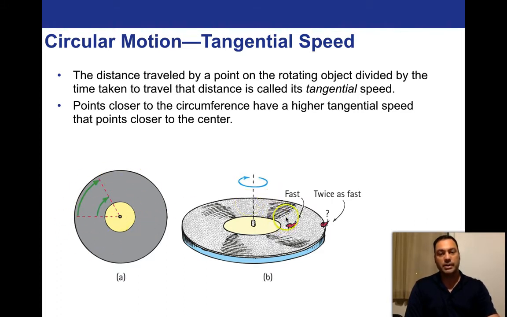Again, here we can see an object halfway across the record, so this is a bug. It's halfway across. It's going pretty fast, but if it's all the way out here on the edge at twice the radius out, it's going twice as fast. Okay, so that's tangential speed.